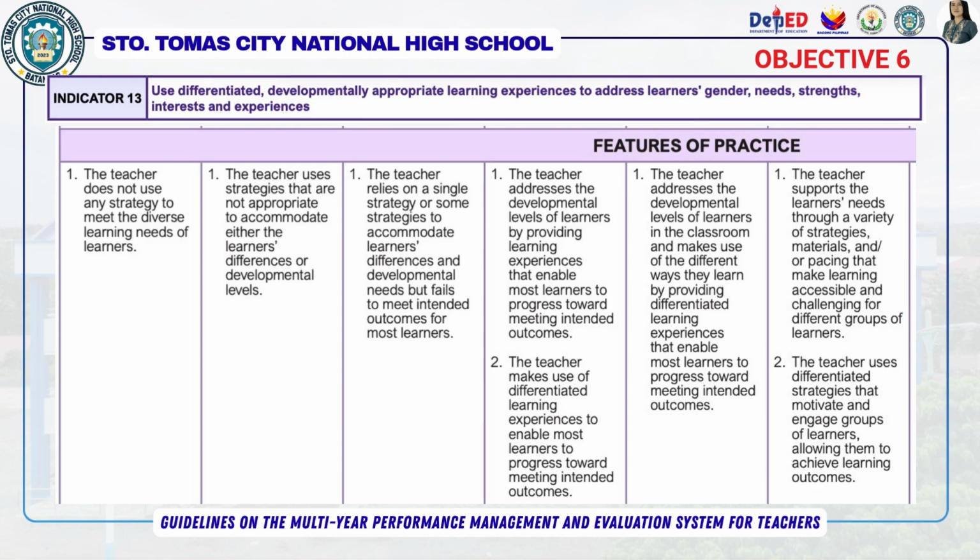intended outcomes. The ultimate evidence, or the level 6, is supporting learners' needs through a variety of strategies, materials, and pacing. Your goal is to use differentiated strategies that motivate and engage groups of learners, making the learning challenging and accessible for everyone.